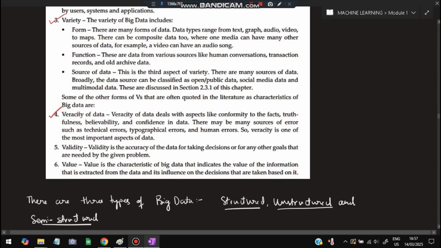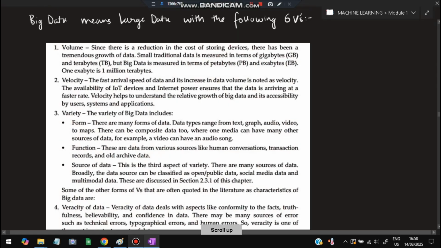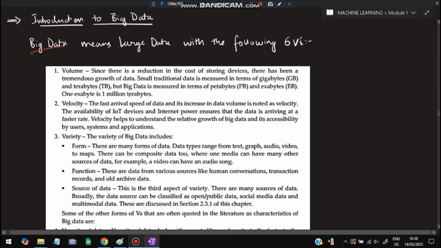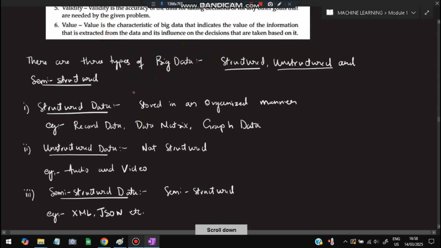Okay, veracity of data means trust: how truthful, how believable the data is, how much confidence we can have in the data. Authenticity, validity means whether it is valid or not, accurate or not. Value means what information we are getting, what valuable information can be used. That is carried by the value. Okay, so the 6 V's form the whole big data characteristics. That is a very important question from the exam point of view.